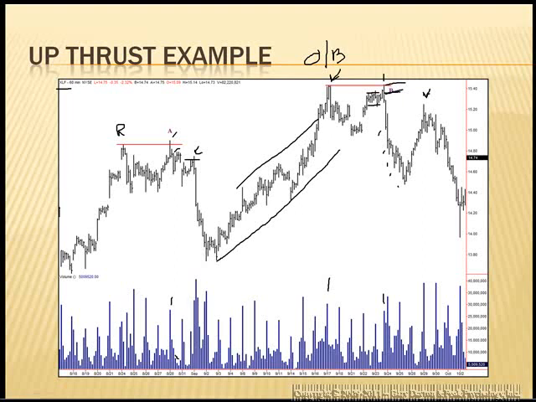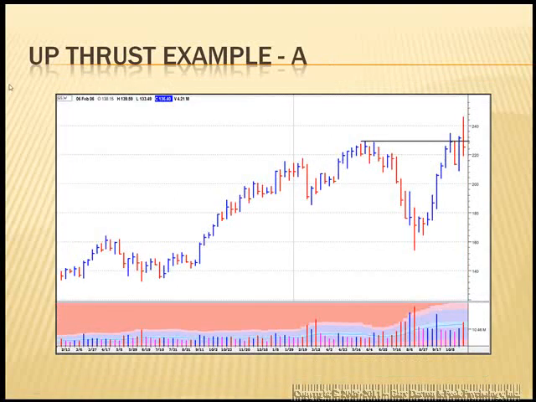The 50% line of the range is a good risk line. It probably is. Yeah, 50%, Wyckoff used to talk about that as a good line in the sand.